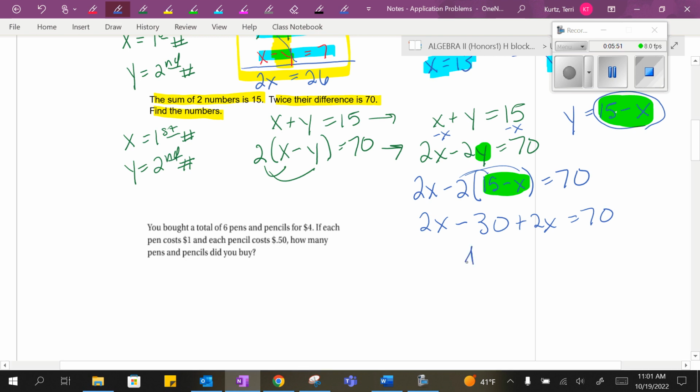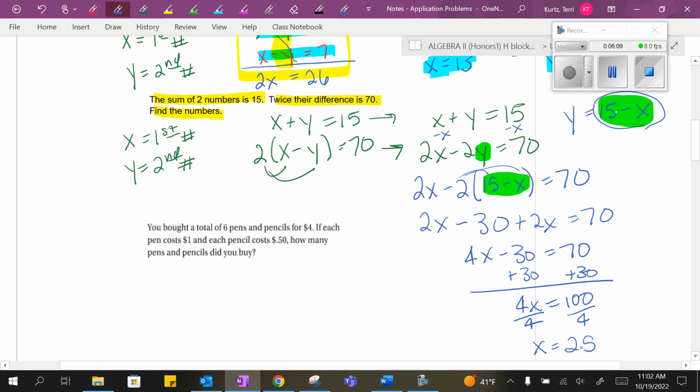Now I get 4x minus 30 equals 70. I add 30 to both sides. I get 4x equals 100. I divide by 4. X equals 25.